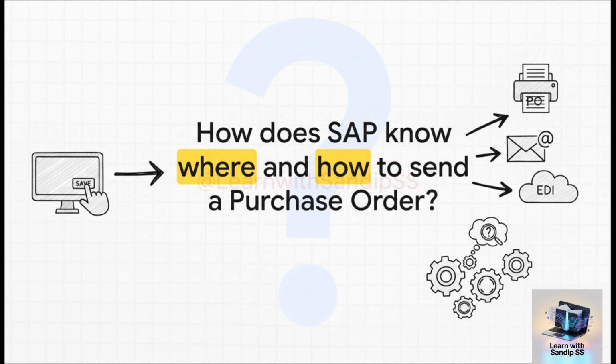Does it automatically print to a specific printer? Does it fire off an email to the supplier? Or maybe it sends it out via EDI? How does the system make that choice for every single document, every single time? Well, that's exactly the puzzle we're going to solve today.